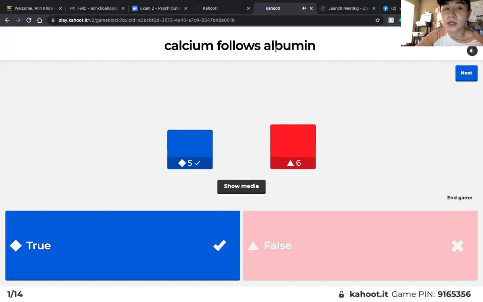So if we have a decrease in albumin, we will also have a decrease in calcium. Okay. But when we have a decrease in calcium, we will have an increase in phosphorus. Okay, I hope that makes sense.